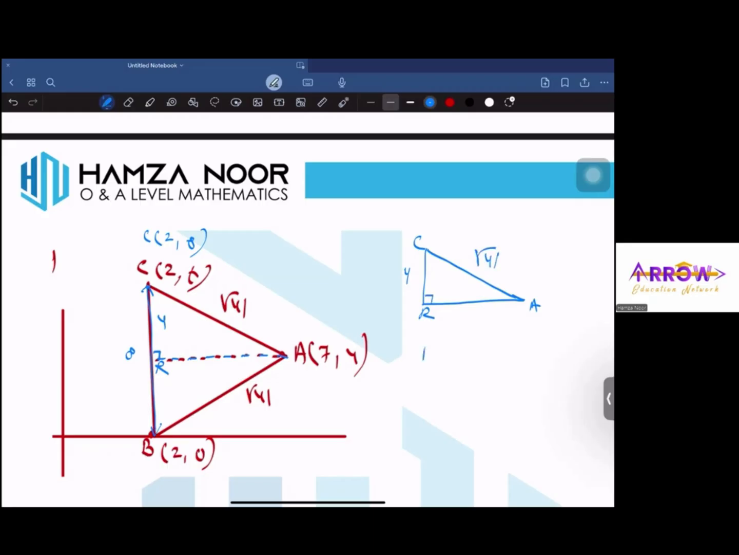Okay, so I can say that AR squared will be equal to hypotenuse squared minus RC squared, meaning 4 squared. So 41 minus 16, which is 25. So AR squared is 25. So AR is under root of 25, which is 5 units. The length of AR is 5 units, meaning the height is 5.